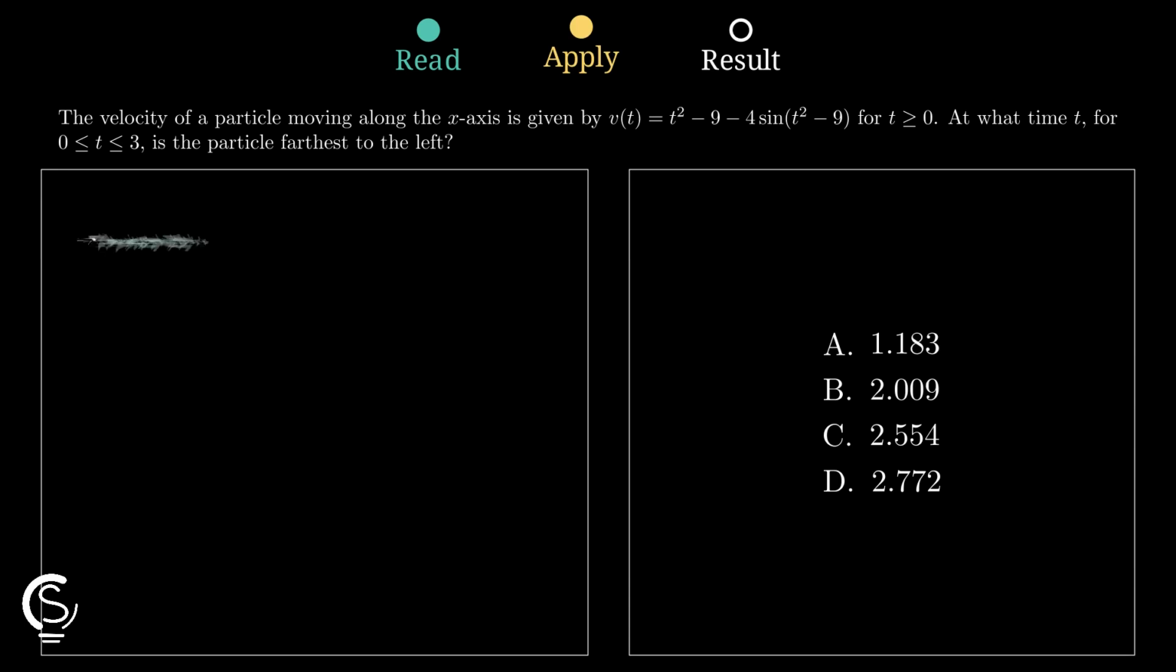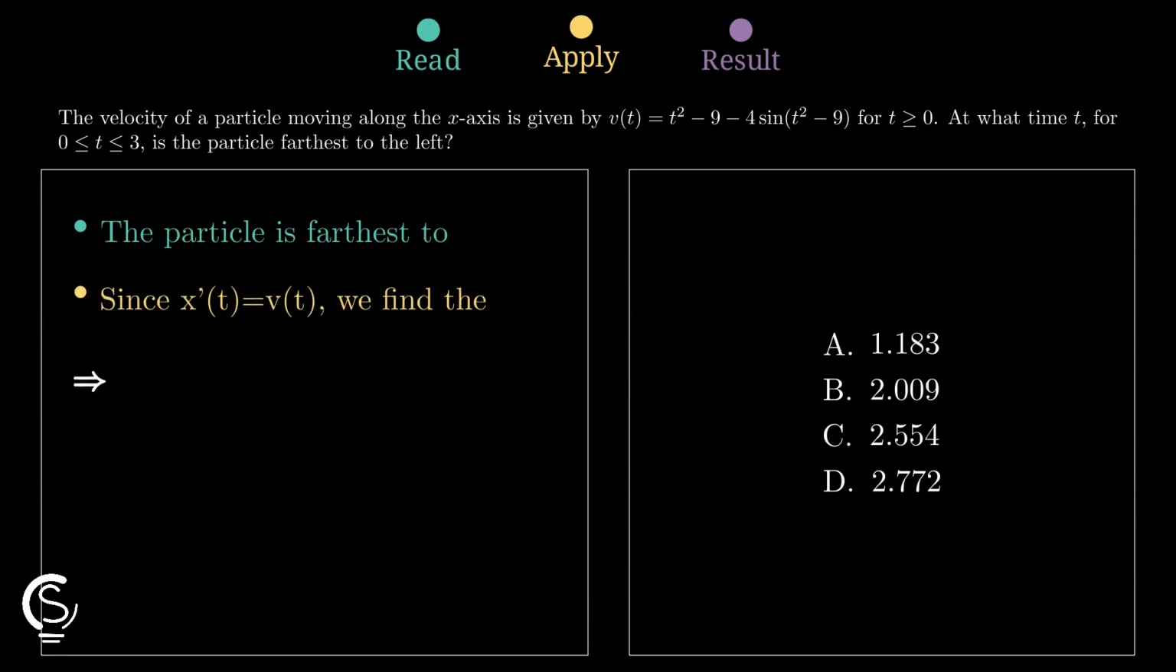Velocity is the derivative of position. Setting the equation to 0 and using a calculator shows velocity changes from negative to positive at time 2.554. Evaluating the integral of velocity confirms this critical point yields the minimum position. This makes option C the farthest left location.